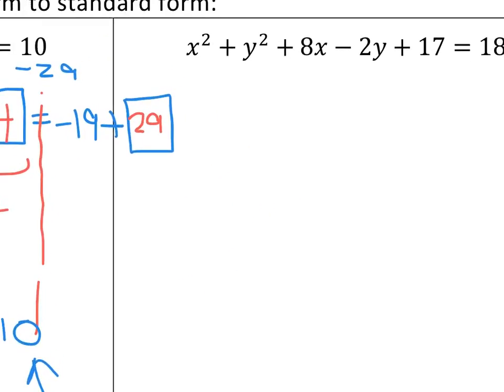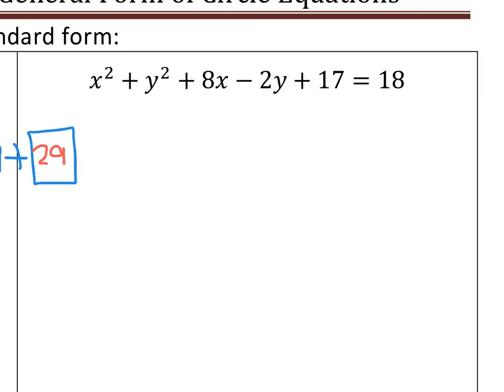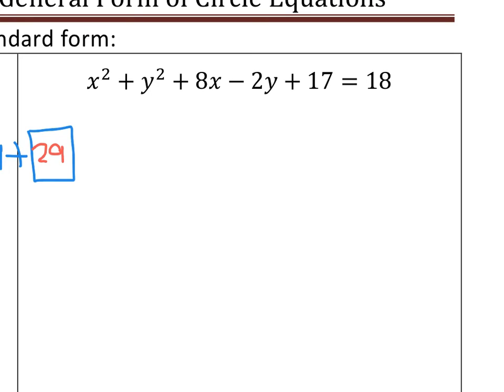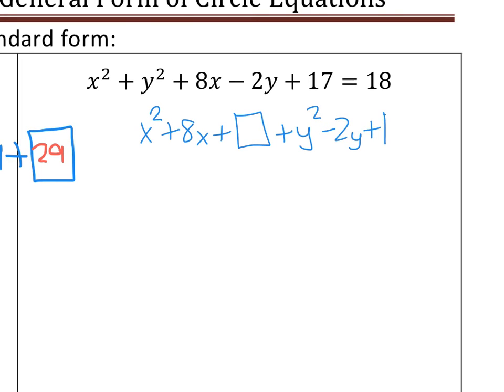Okay, let's try one more problem here. I'll zoom in. All right, we've got x squared plus 8x. Leave a placeholder to fit in your perfect square. We've got y squared minus 2y. Leave your placeholder. And I'm going to subtract the 17 from both sides. So over here, I end up with 1. And then I'm going to leave a placeholder. All right. So I'm going to turn that into a perfect square.